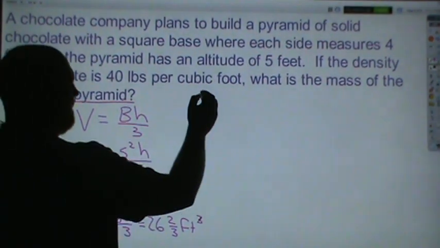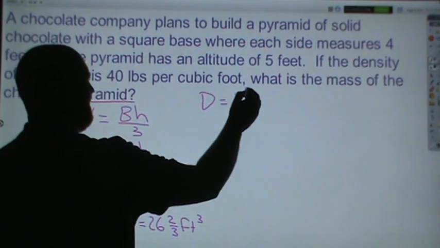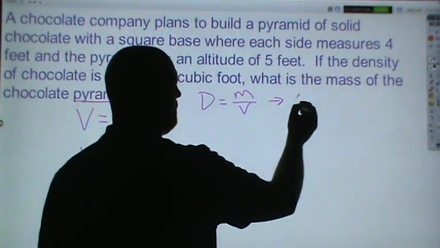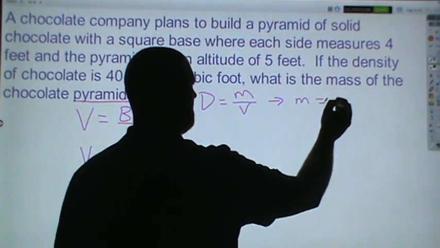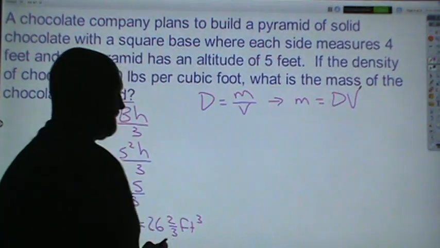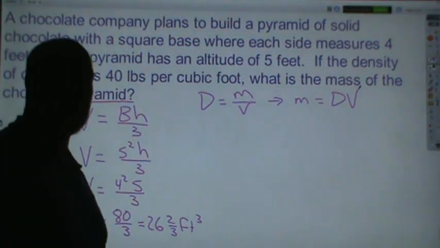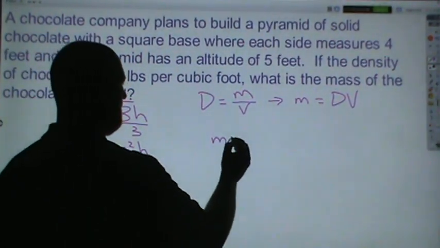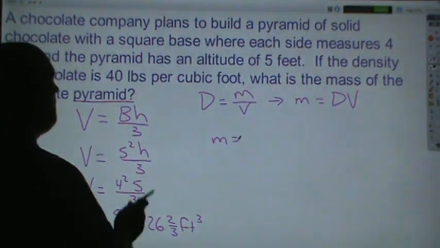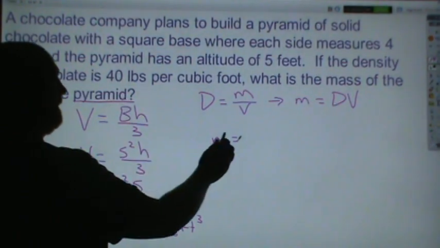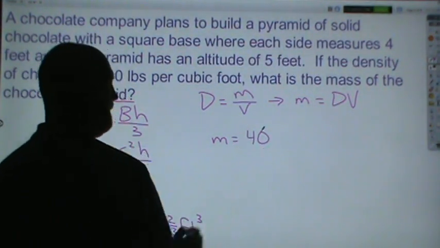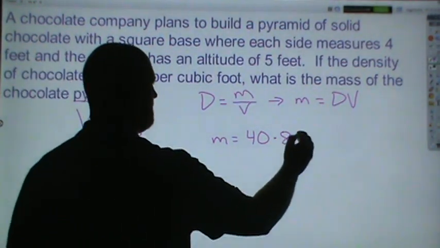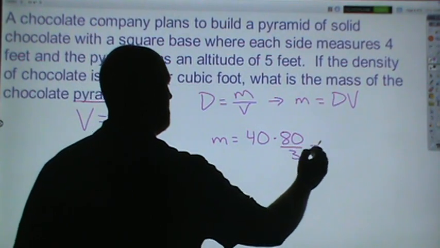Now what they asked me for was the density. And remember, we talked about how density equals mass divided by volume in Earth science units, right? But in math class, it's usually more useful to say mass equals density times volume. That's the way that they tend to ask it on the Regents exam. So in this case, we're going to have mass equals my density, and the unit matches, right? Because it's pounds per cubic foot. So we're going to have 40 times my volume of 80 thirds.